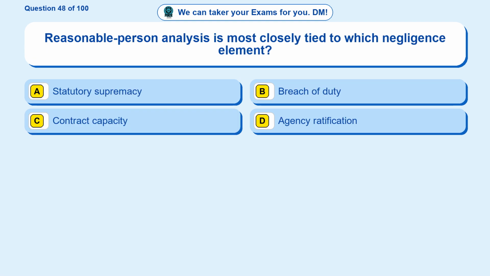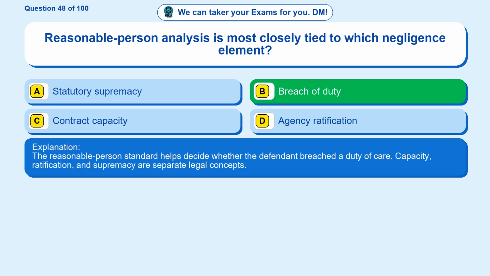Question 48. Reasonable person analysis is most closely tied to which negligence element? Option A, statutory supremacy. Option B, breach of duty. Option C, contract capacity. Option D, agency ratification. The correct answer is option B. Breach of duty. The reasonable person standard helps decide whether the defendant breached a duty of care. Capacity, ratification, and supremacy are separate legal concepts.